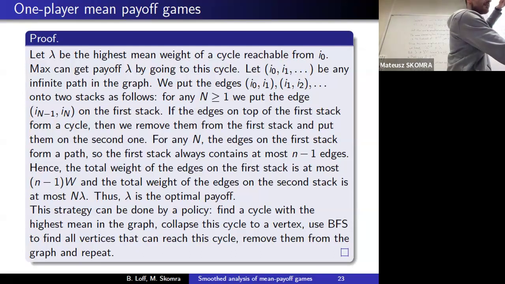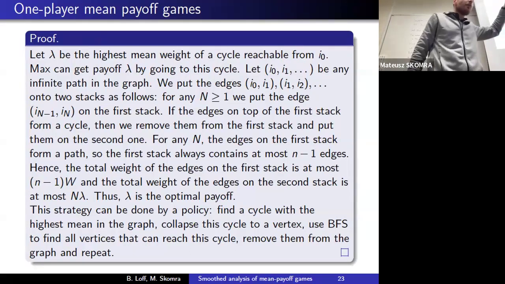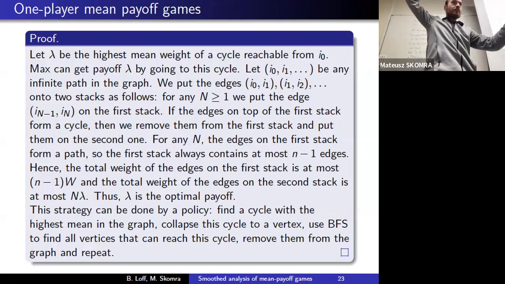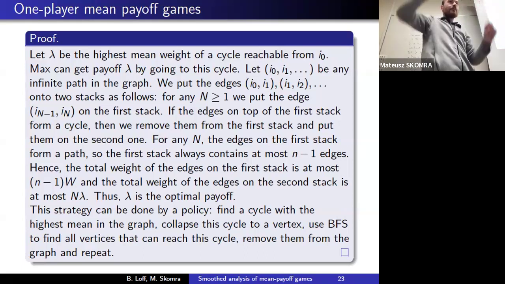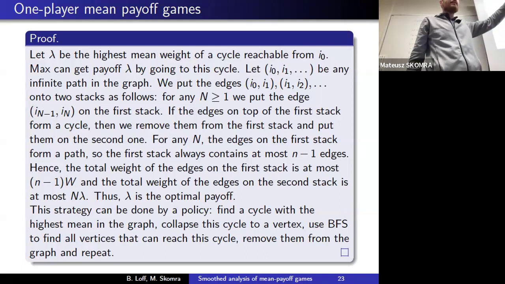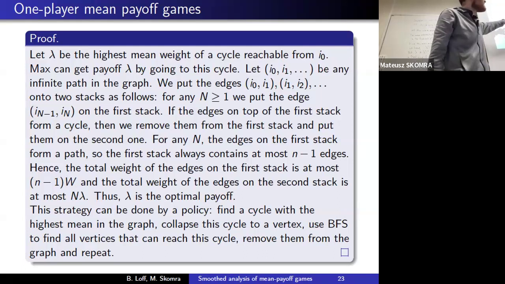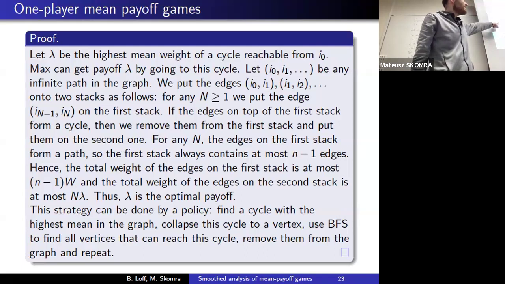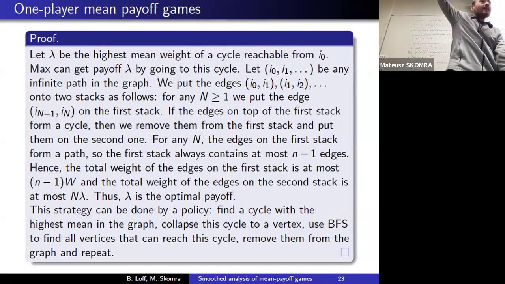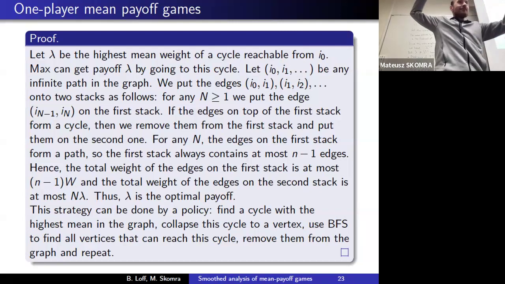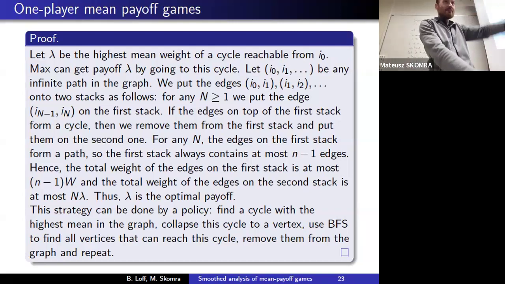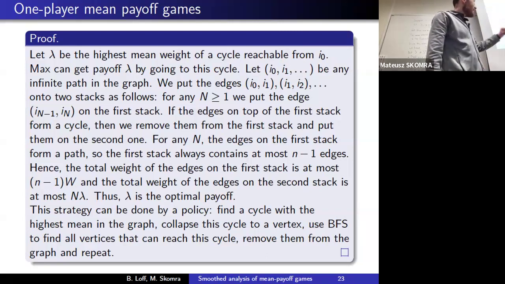So what happens on the first stack? There are two observations. On the first stack, you always have a valid path, because once you did a loop, you took out the loop, so when you continue you are still having a path. What does it mean? It means that your stack is at height at most n, or rather n minus one, because if you have n, then you already have a cycle. So the total weight on your first stack is at most this quantity. But what happens on the second stack? On the second stack, you only have cycles, and the mean weight of any cycle is smaller than the maximum. So I can replace every payoff on the second stack by the maximum mean value, and I will get something higher.